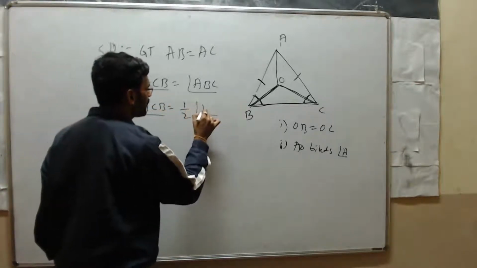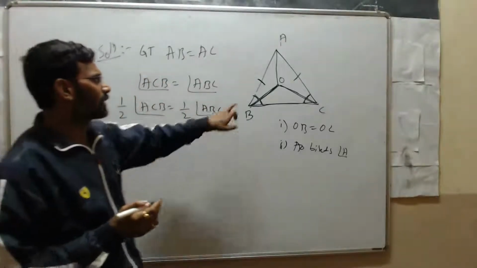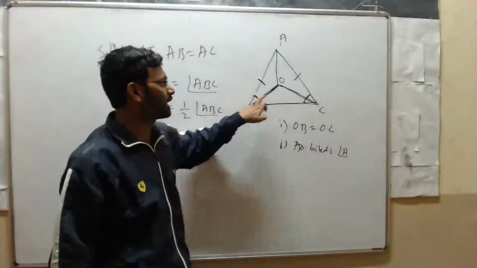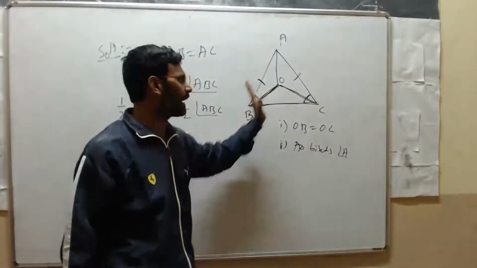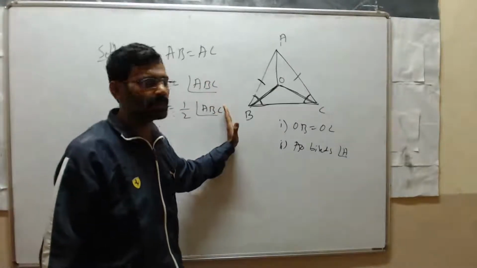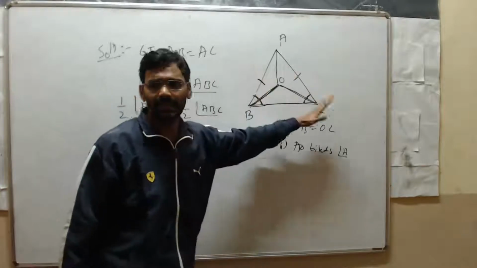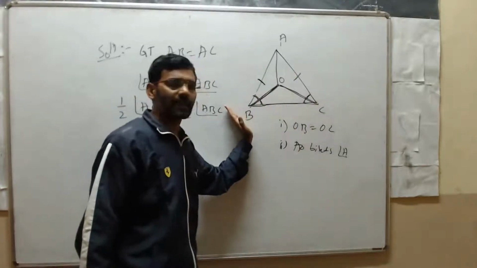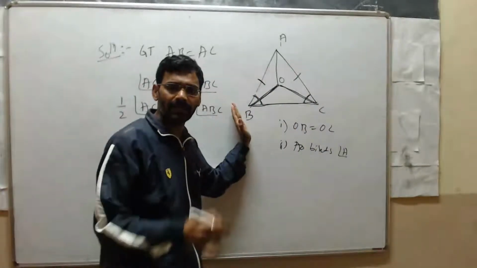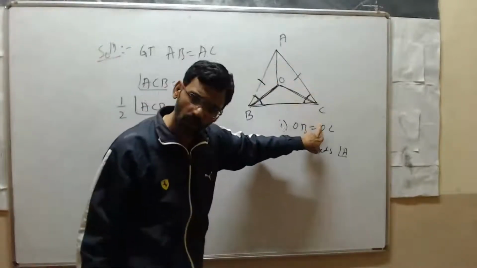Assume the total is 50 degrees. If angle B is 50 degrees, then angle C is also 50 degrees. If it is 60 degrees, then it is 60 degrees. Then what is the half of this? If we take 60, half of angle B is 30 degrees, and this half is also equal.